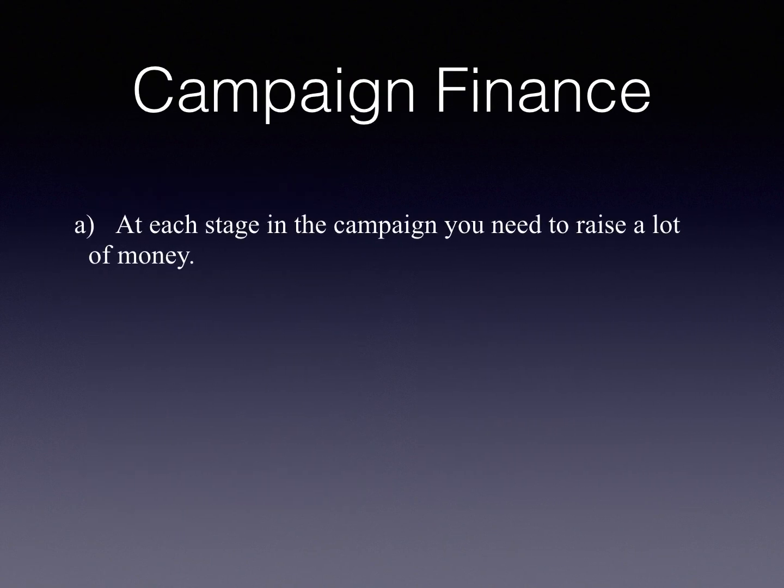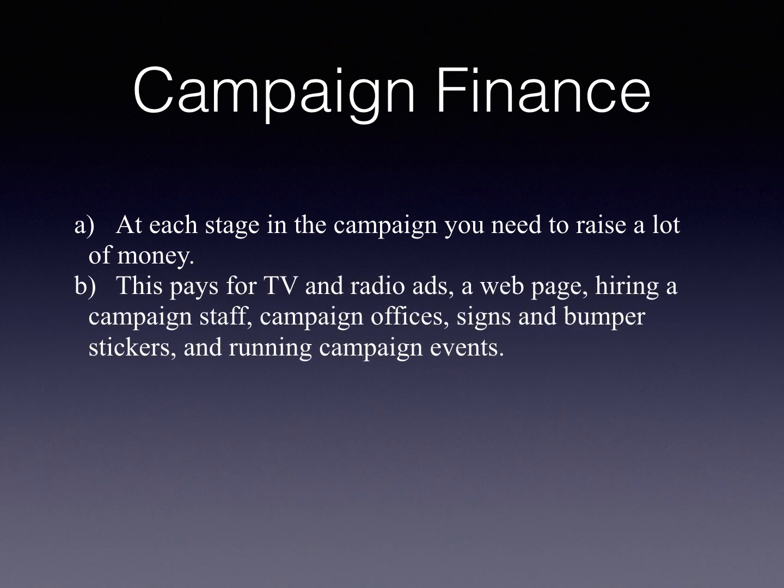At each stage of the campaign, through the primary campaign and the general election campaign, you're going to need a lot of money. It's very, very expensive to run a campaign. And that's going to pay for TV ads, radio ads, a web page, all of your campaign staff, all of the offices that you have spread out all over the country, your transportation, all of the bumper stickers and the signs that go into people's yards, and of course running campaign events, renting out gymnasiums and arenas to give speeches.